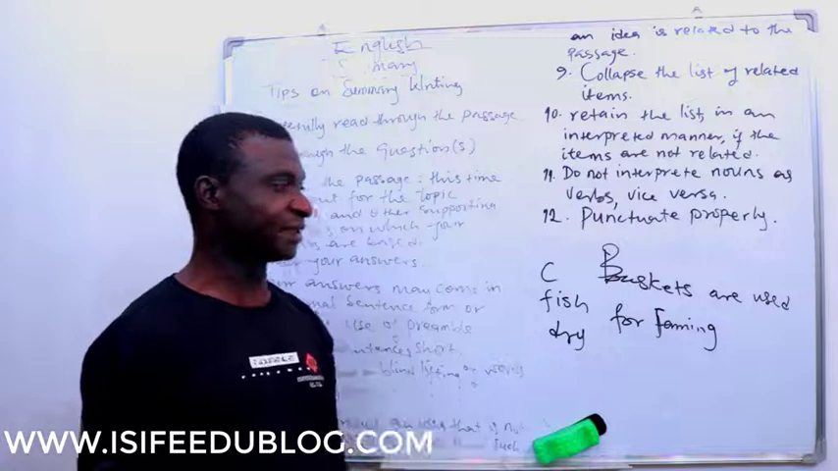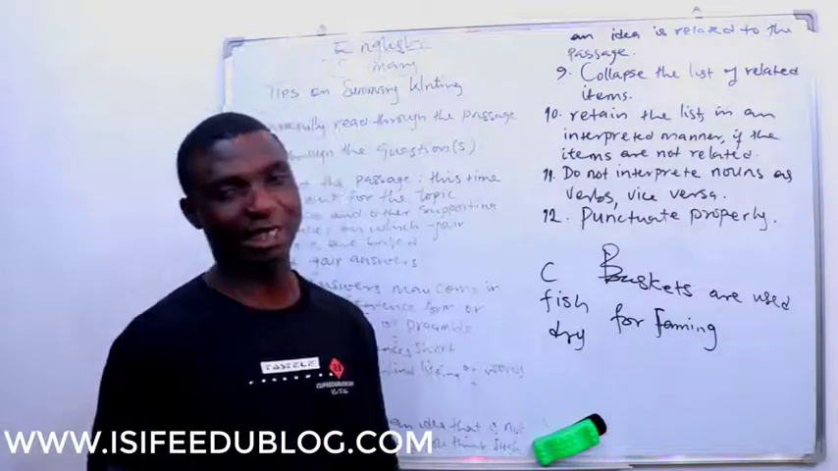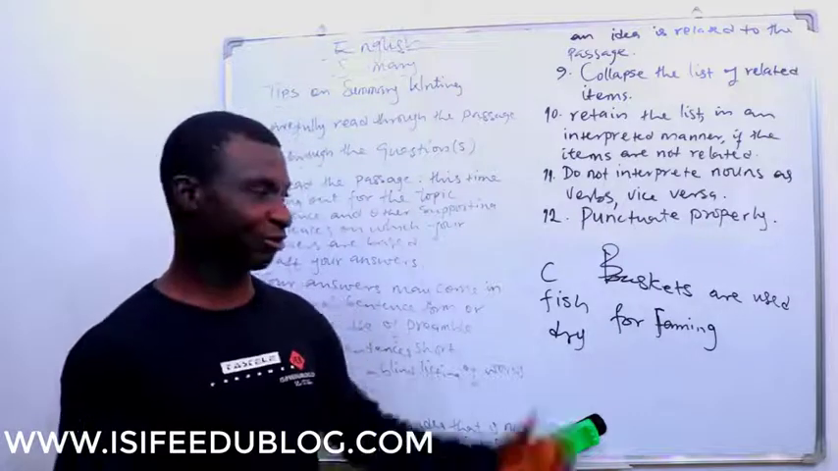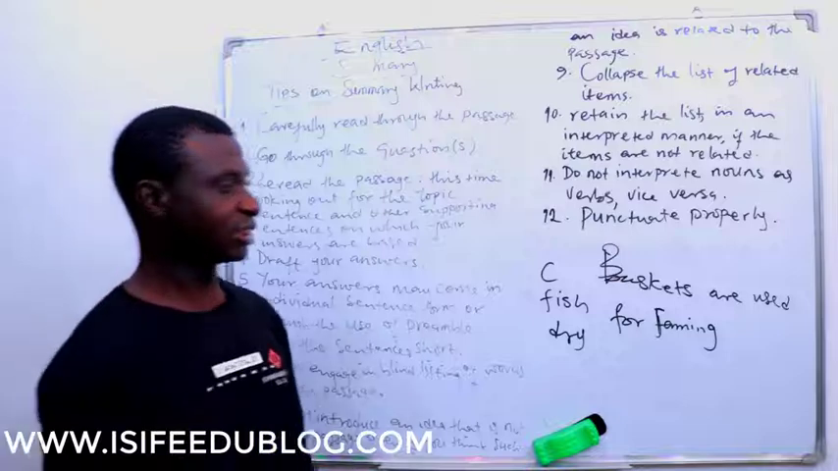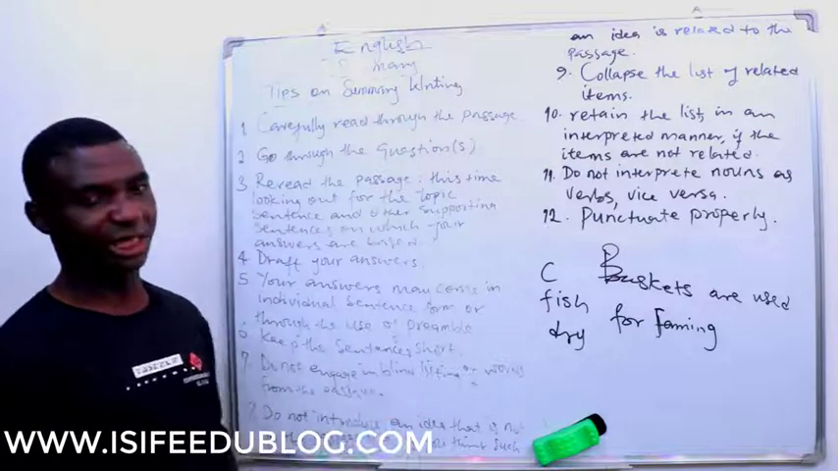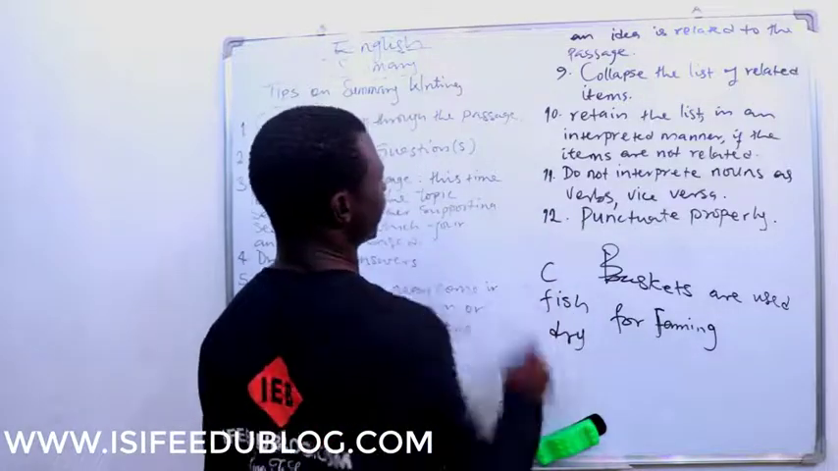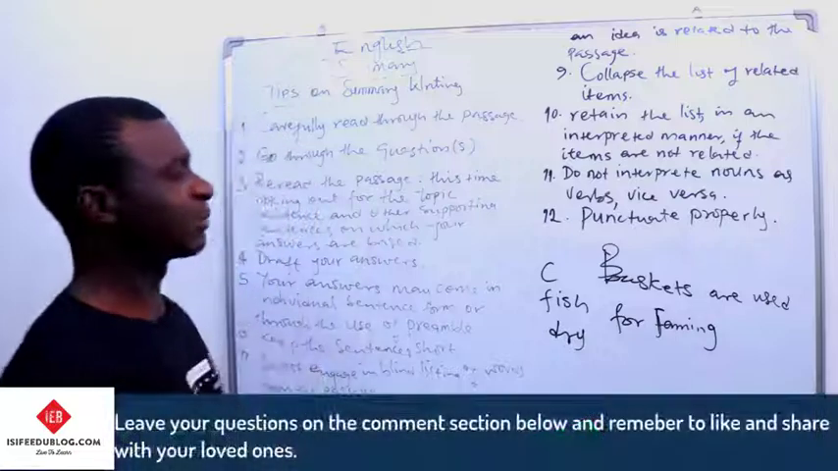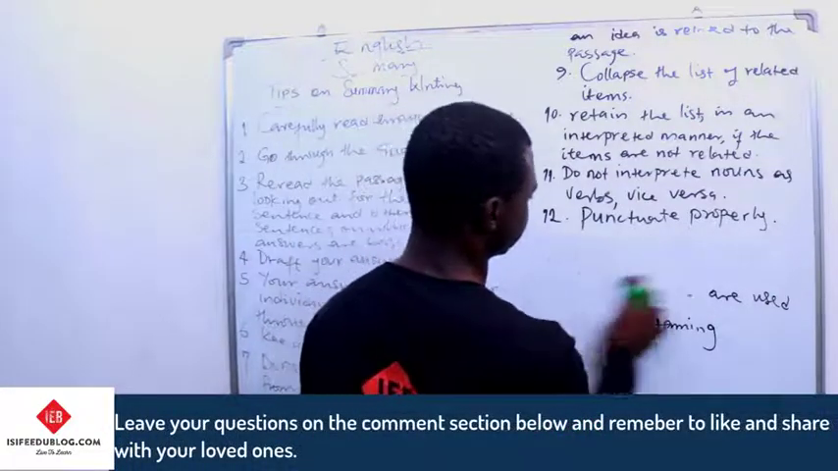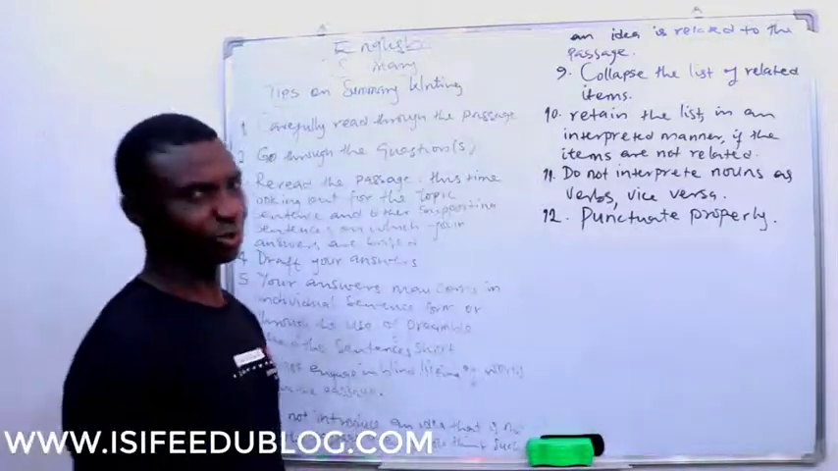But in retaining the list, we mean the items are not related, therefore you cannot collapse. But you interpret the list. That was what we did in saying that agriculture provides food, shelter, and raw materials. Okay. Number 11. Do not interpret nouns as verbs. What do we mean by that?